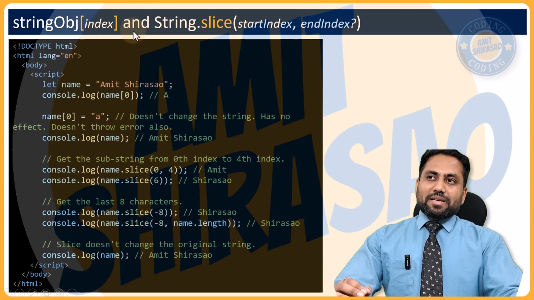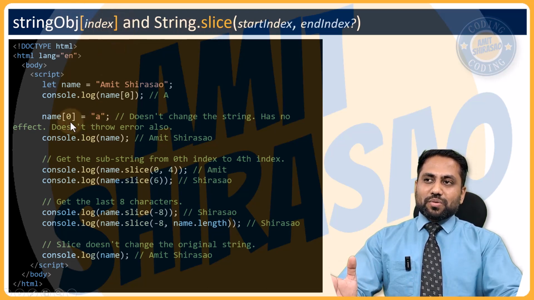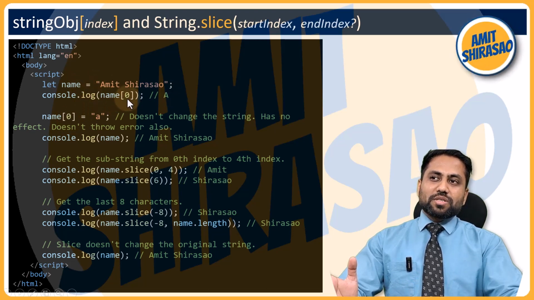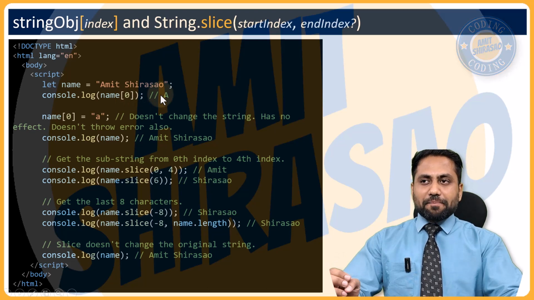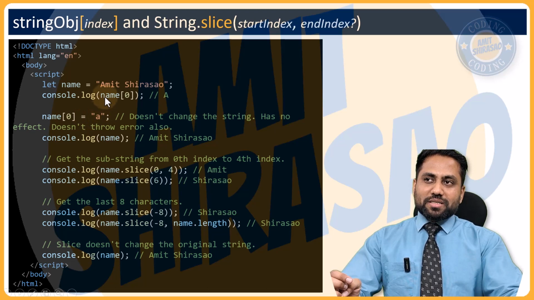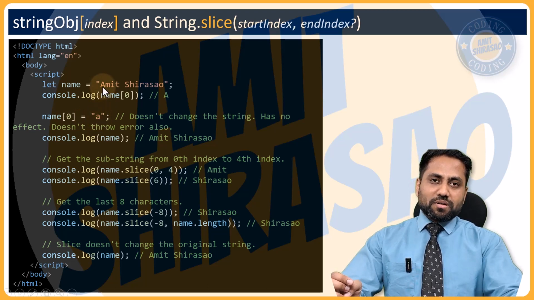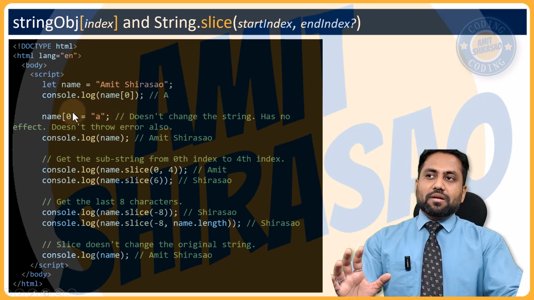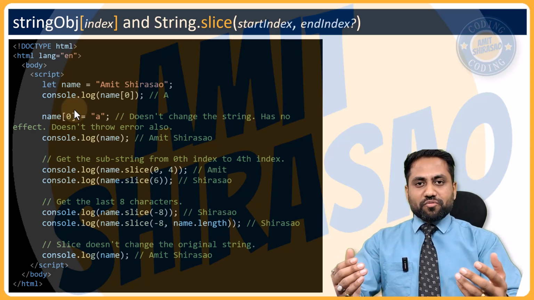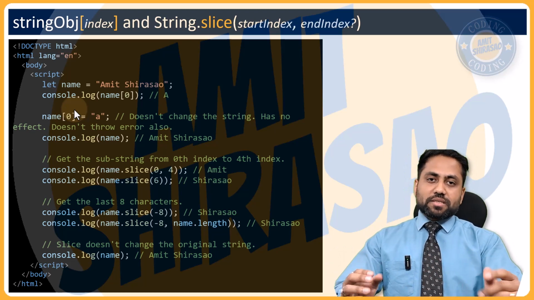Index and slice. Here the index operator is like this. I can say this is a string, suppose name. So when I console out name of 0, it is A. But I cannot assign anything to it. I cannot assign a small a in place of this capital A, because this operator in the case of strings is only a getter. It is not a setter. Whereas in the case of arrays, it is a getter as well as a setter.